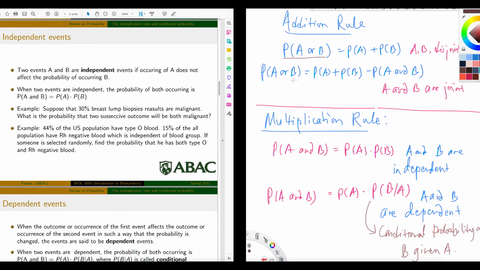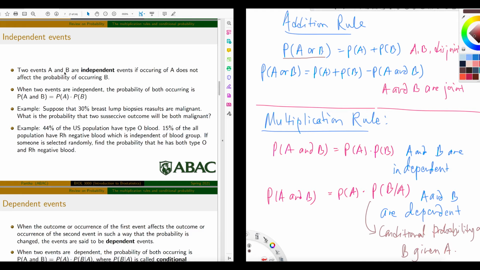And the formula for probability of A or B is probability of A plus probability of B minus probability of A and B if A and B are joint. Okay, that's what we discussed last time. So today we will be discussing the multiplication rule and conditional probability. But before that, I want to talk about independent events.